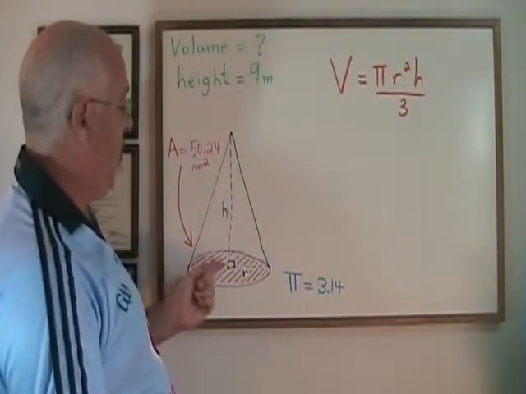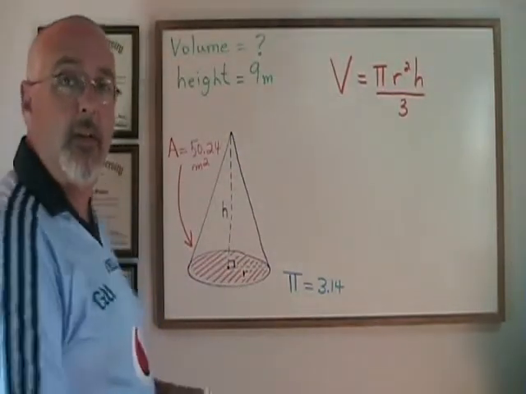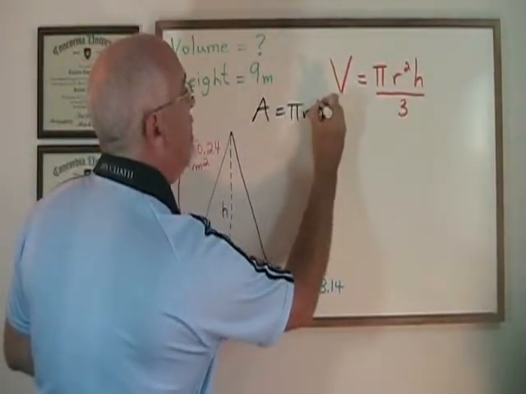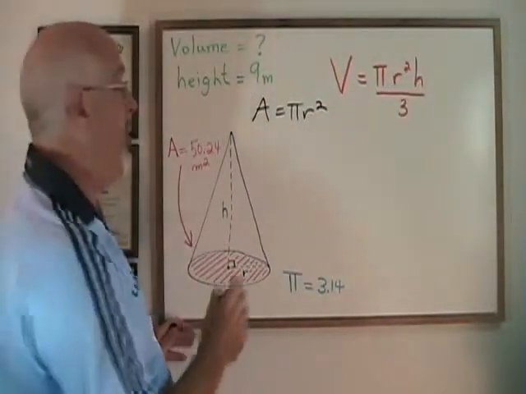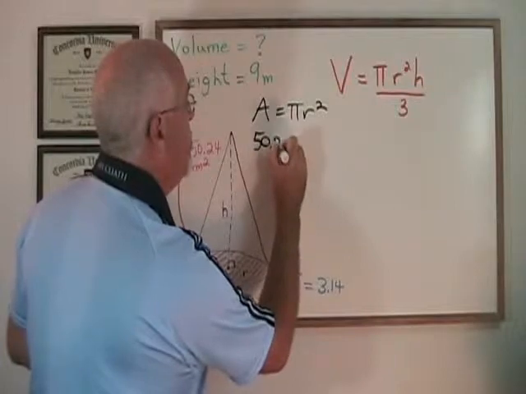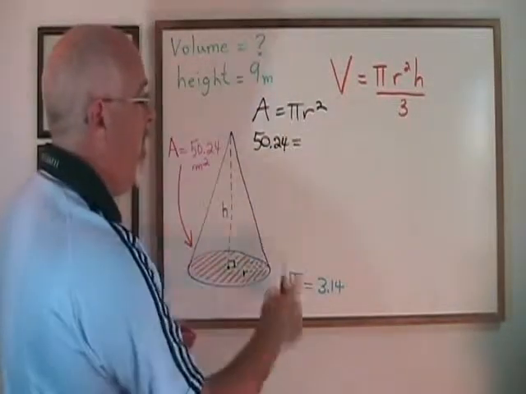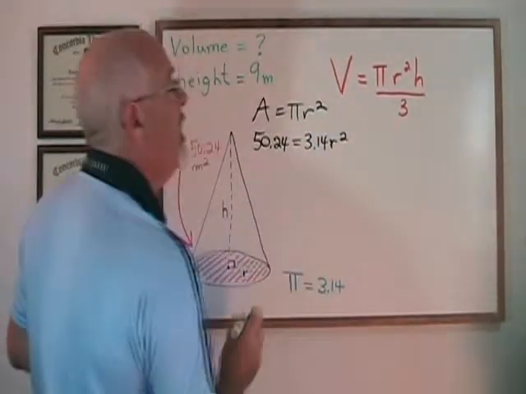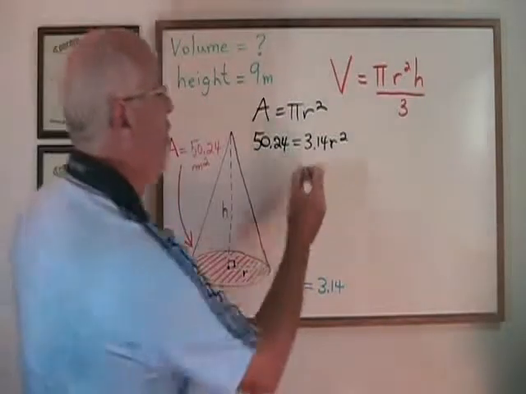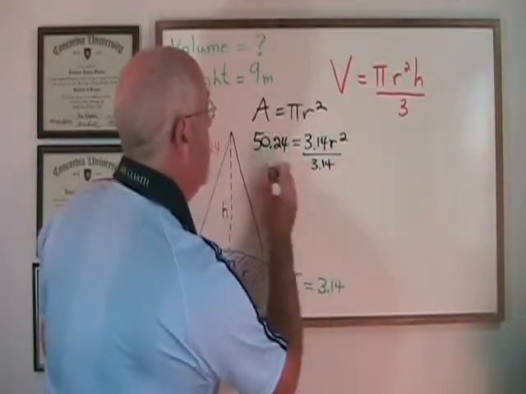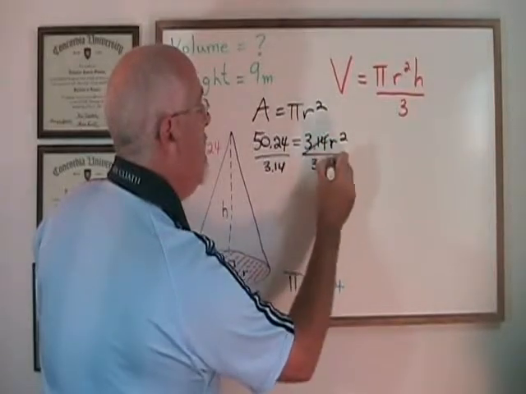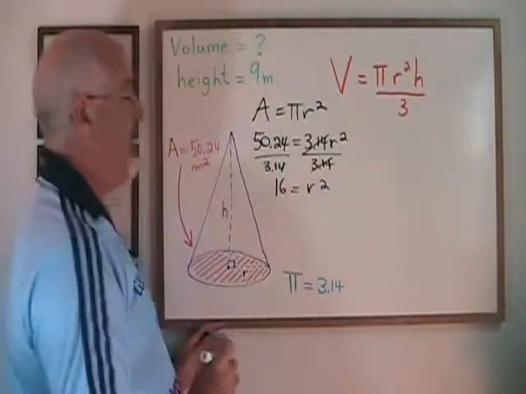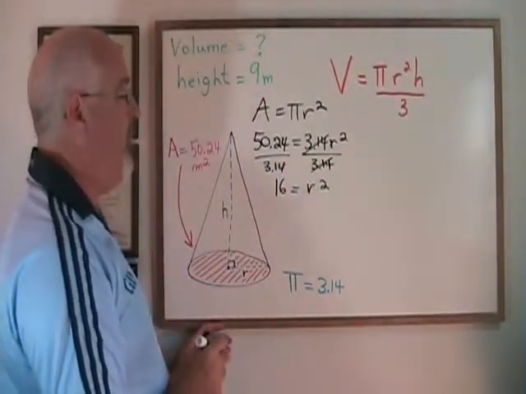The area of the circular face is the area of a circle, so we have to use the area of a circle formula. Area is equal to pi r squared. We are given the area, the 50.24, so it goes in the A position. Again, for pi we are using 3.14. And r squared is our unknown. If we divide both sides by 3.14, these cancel. R squared is equal to 16, which is the answer you get when you divide 50.24 by 3.14.